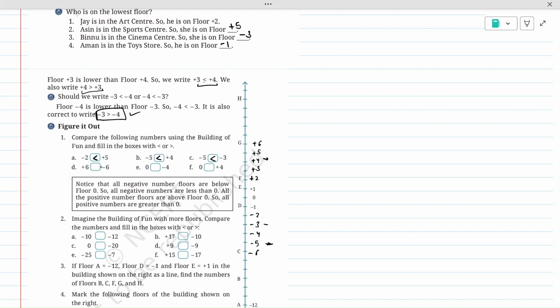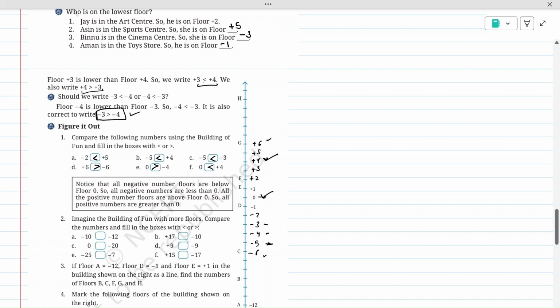Next we have +6 and -6. +6 is here, -6 is here. +6 is much above -6 on the number line, so it is greater. Now we have 0 and -4. 0 is the center point, and -4 is down, so 0 is above -4. So 0 is greater. Then we have 0 and +4. +4 is here, 0 is here. +4 is above 0, so +4 is greater.